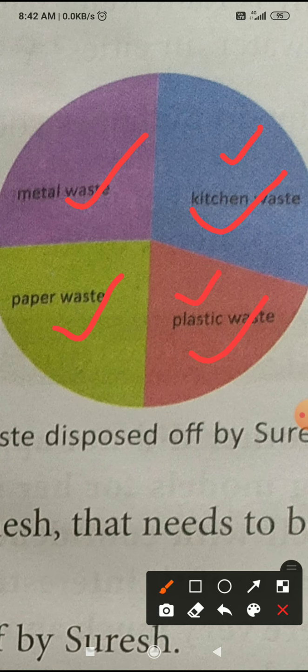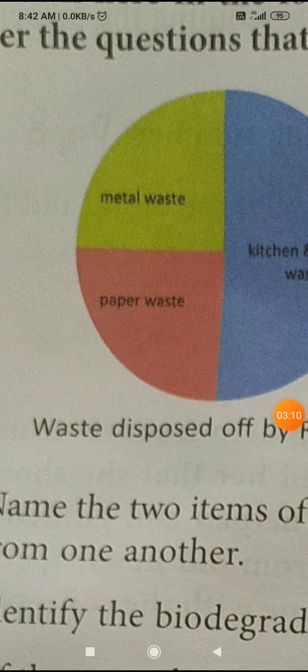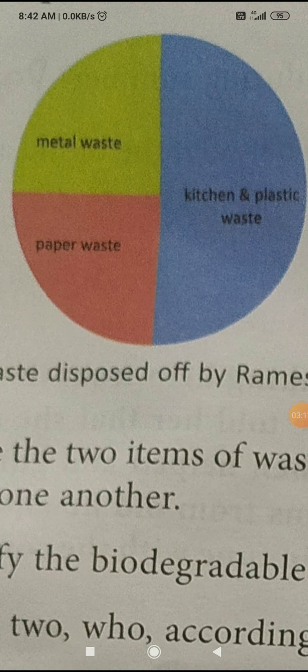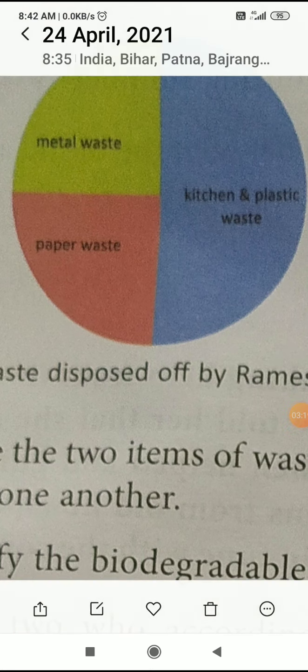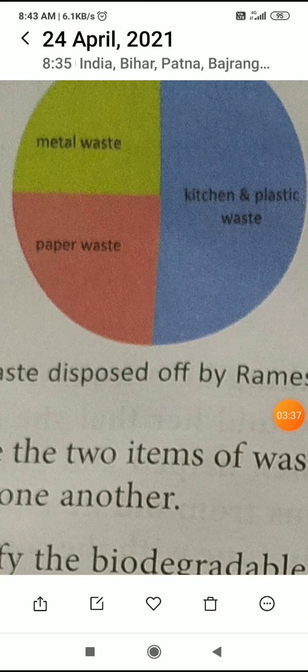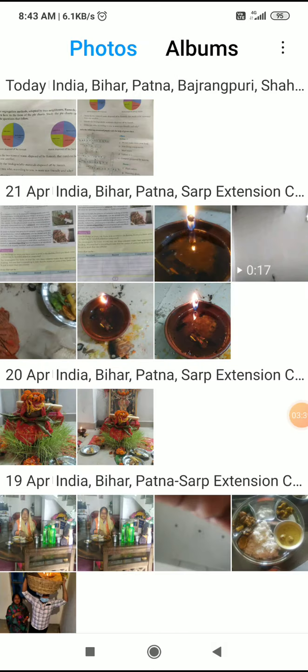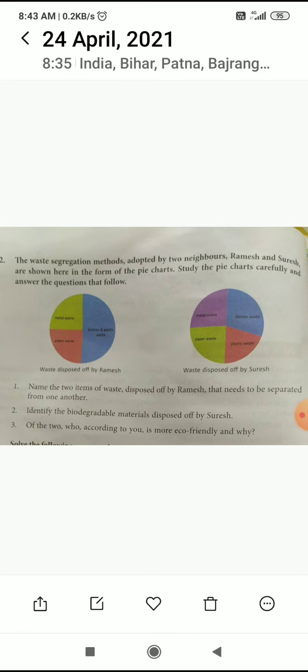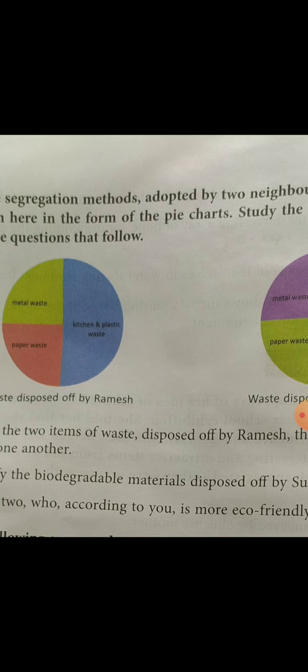But in the case of Ramesh, the kitchen waste and the plastic waste are in the same dustbin. It means that it is mixed here. So this is not good. Why? Children, you should know that the wastes are recycled.